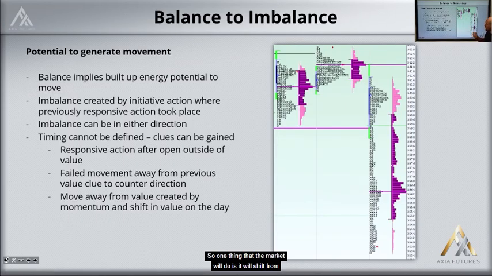So one thing that a market will do is it will shift from balance to imbalance. Now, this doesn't mean that every day you have balance, you must naturally get imbalance the next day. A market can balance for 2, 3, 4, 5 days. It can balance for weeks. The euro dollar, for example, going into the end of 2021, essentially traded in a balanced range throughout the entirety of November and December. Very muted market. It's entirely balanced, and this builds up positioning. It builds up energy. And that's the way to judge any kind of balance.